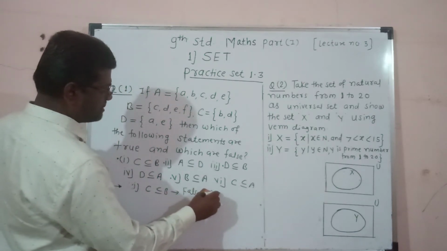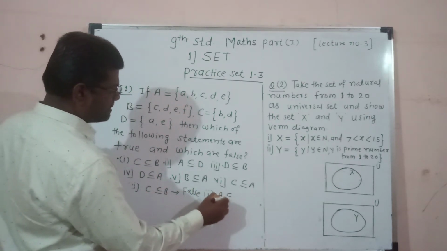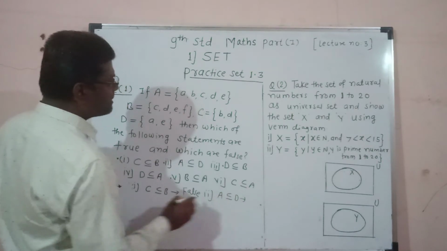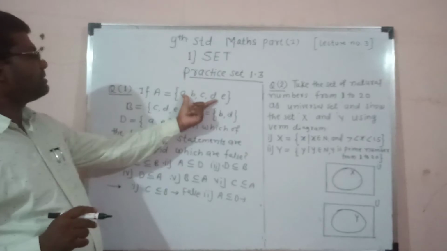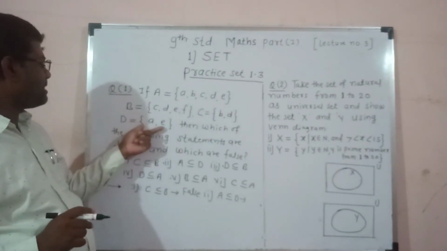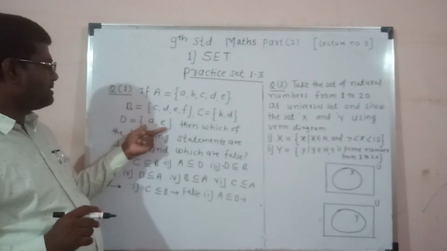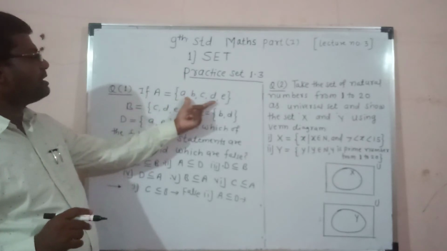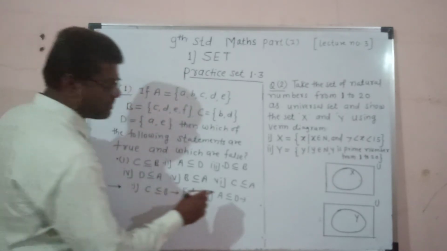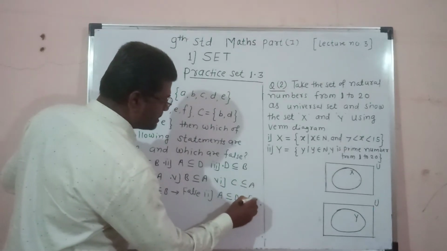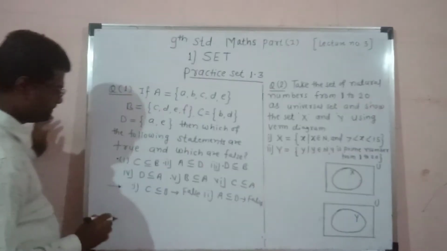Number 2, set A is a subset of set D. Now see the elements in set A. These are the elements of set A, and there are only 2 elements in set D. Therefore all the elements of set A are not in set D. Therefore this is not a subset, and this statement is false.